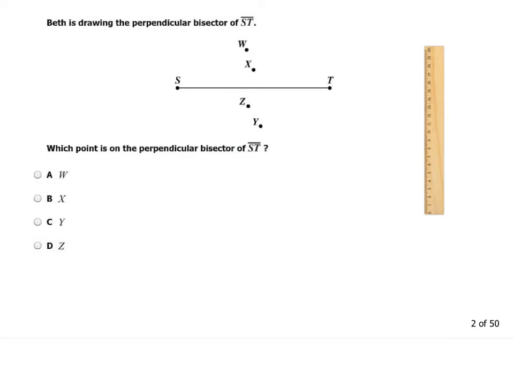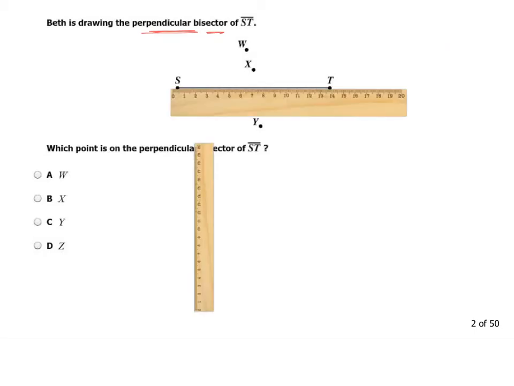Number 2 is a construction problem. It says Beth is drawing the perpendicular bisector of ST, so we need a 90-degree angle. What I would do with this problem is use my ruler. This ruler says it's about 14 units, so 14 divided by 2 would be 7, so I'll put a marking right here.